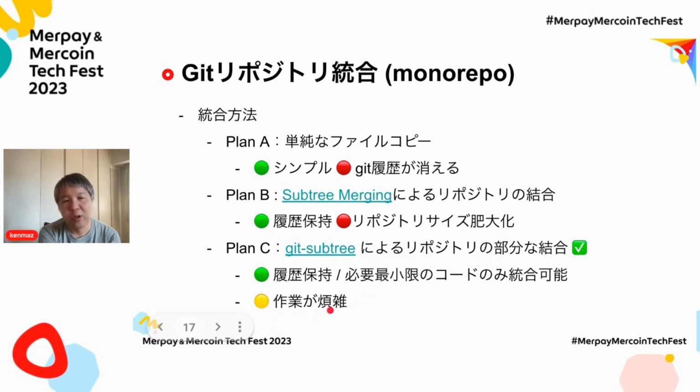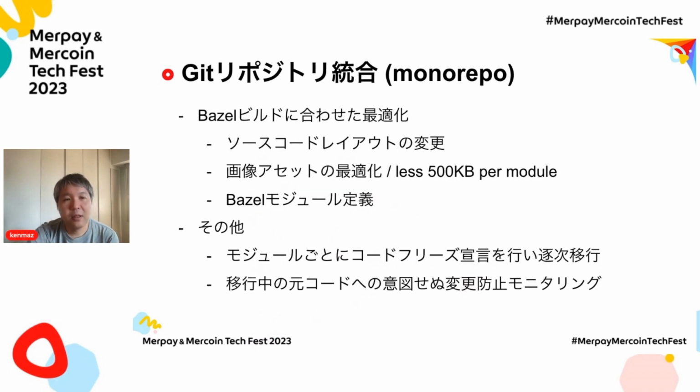However, the process is cumbersome, and there's an issue around which code to pick up. But by using this, the repository size can be maintained to merge the code. And once the file can be integrated into the repository, we do the optimization that's aligned with the Bazel build. We are changing the source code layout, or the image assets are optimized so that it will not have unnecessary data. And for the Bazel build, in order to use it as a build target, the modules will be defined as the Bazel modules.